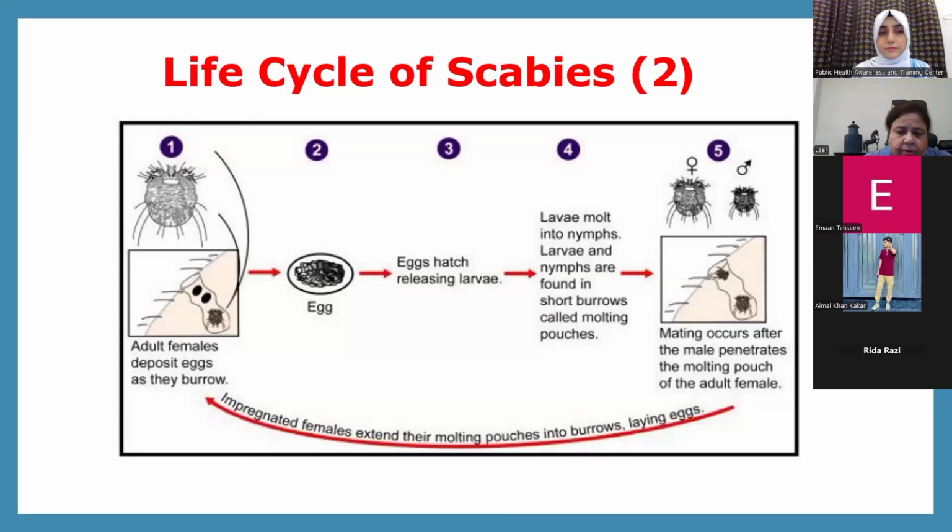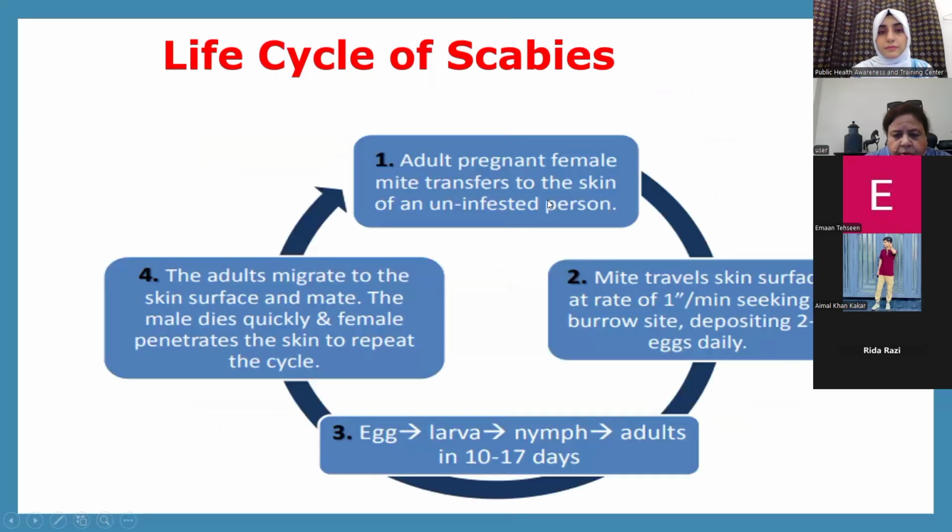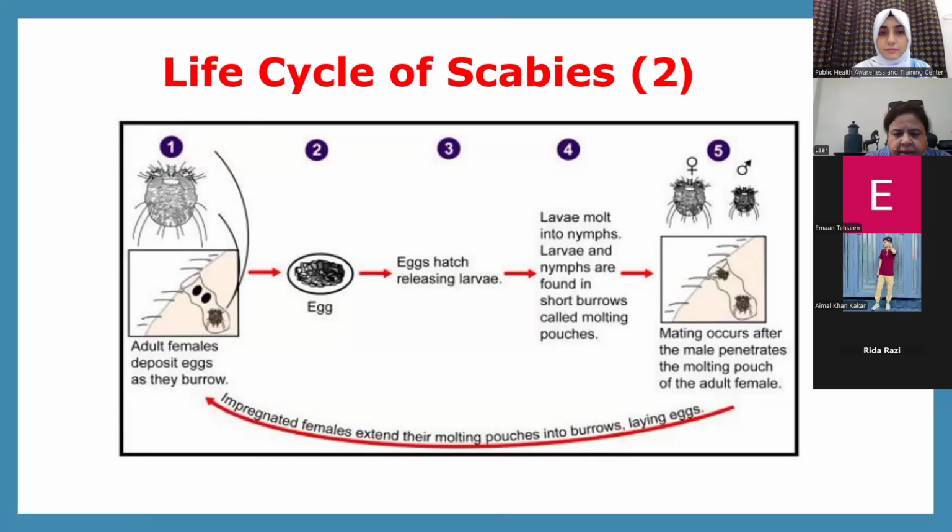Mites burrow in the skin, make a tunnel, and then grow into adult mites. The life cycle of scabies is as follows: adult mites deposit eggs as they burrow into the skin, the eggs hatch into larvae, and the larvae then become nymphs in short burrows called molting pouches. Molting occurs after the male penetrates into the molting pouch, and the impregnated adult females again extend their burrows, laying eggs.